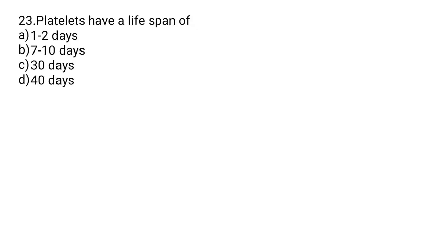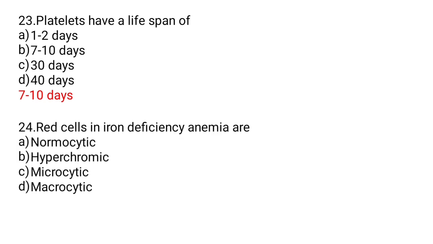Platelets have a lifespan of 1 to 2 days, 7 to 10 days, 30 days, 40 days. So platelets will have only 7 to 10 days, whereas RBC 120 days. Red cells in iron deficiency anemia are normocytic, hyperchromic, microcytic, macrocytic. So the answer is microcytic. Iron deficiency, so micro. Graveyard of RBC, that is destruction of RBC, happens where? A. Pancreas, B. Liver, C. Spleen and D. Bone marrow. And the answer is spleen.